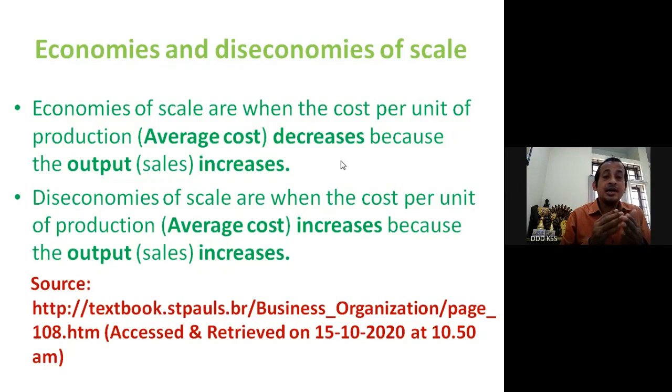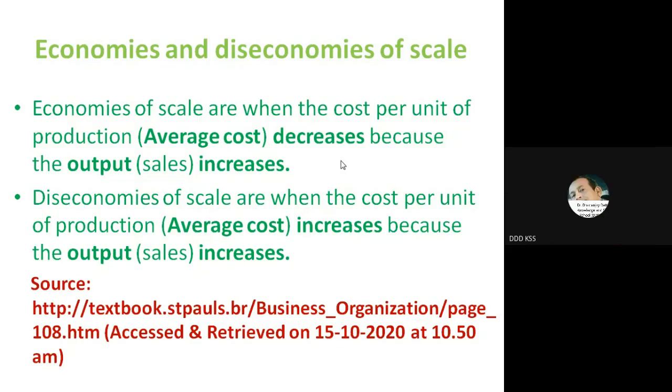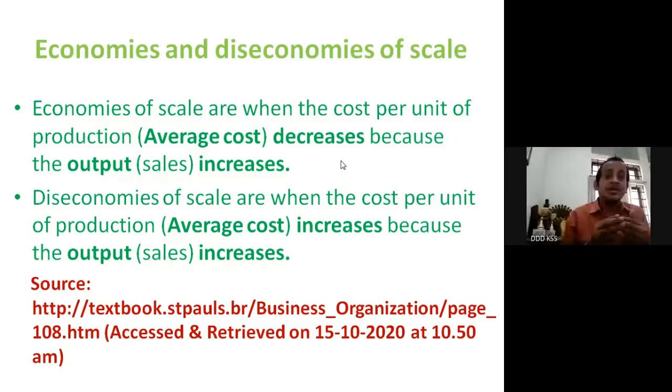But see here, admissions of students increased, and with that, average cost increased. The average cost increased. So what will happen? The university will face diseconomies of scale. But if the university again secures another 60 admissions, a total of 120 admissions, then the university will have economies of scale again.